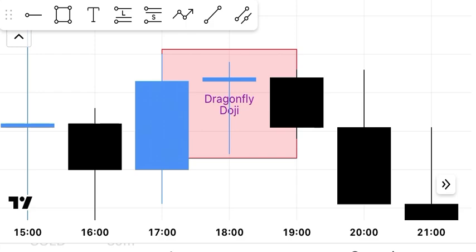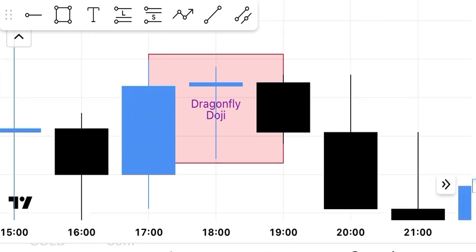So what is it telling you first? Sellers pushed price way down during the candle, but buyers stepped in and brought it all the way back up to close near the open. Total rejection of lower price.